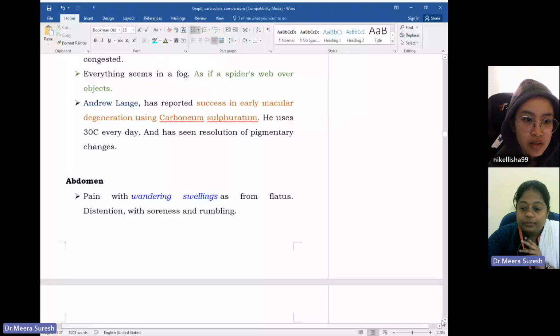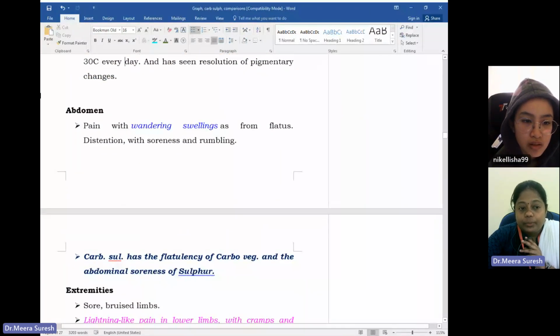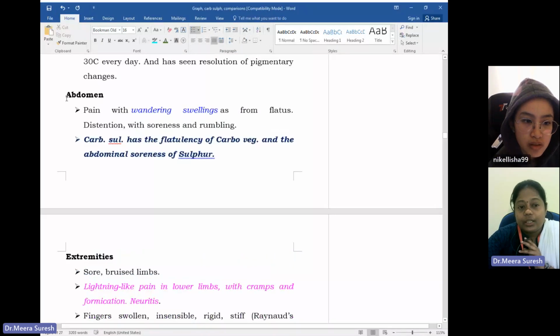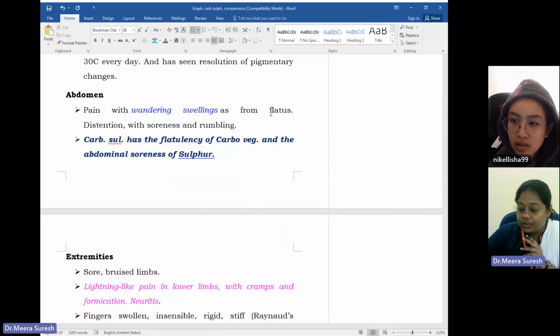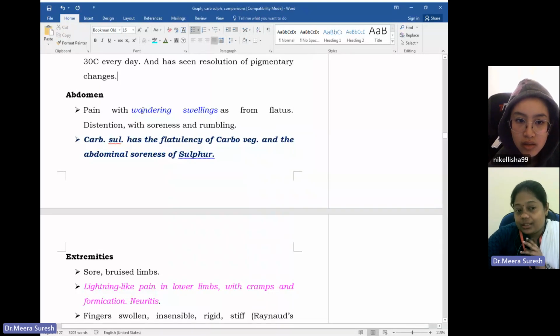Then in carbonium sulfuratum, actually, the abdominal symptoms per se are not important, but one of the features is that there can be flatus, and the flatus will be like wandering swellings. Sometimes the flatus will be accumulated in one part of the abdomen, and then it will be shifting to another part. So this comparison they made, that the flatus is like a wandering swelling, made it interesting. So I just noted it down. But the important feature will be this one, carbonium sulfuratum, because the carb is there. We can compare even with the carbo vegetabilis.